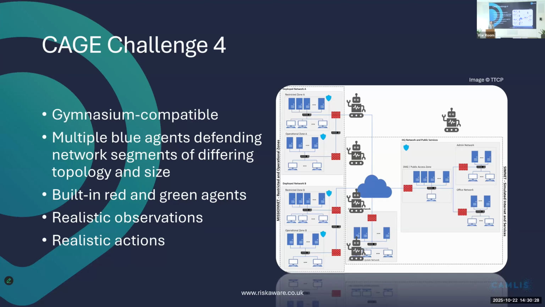The environment also has built-in red agents and green agents. So those red agents represent the adversary performing the cyber attack. And the green agents represent normal users of the network trying to access services in different phases of a mission. Another thing that makes it good for this research is that it has quite realistic observations, in the sense that they represent host and network intrusion detection system alerts with false positive and false negative events, and realistic actions, in the sense that the different types of actions take different durations to complete.